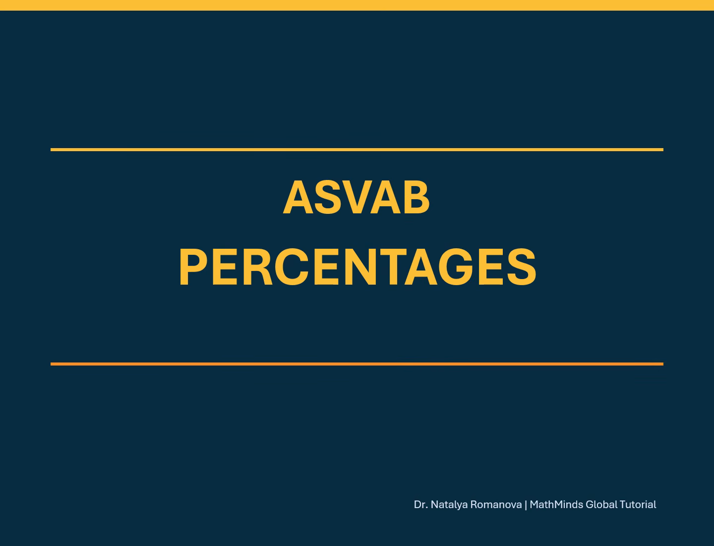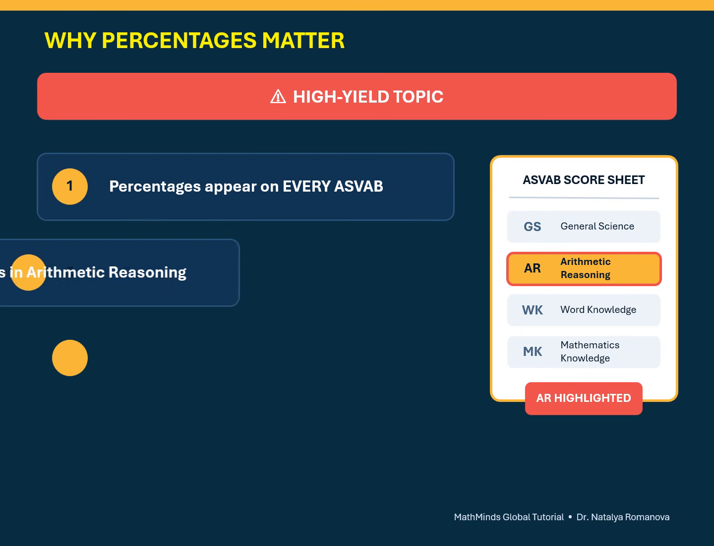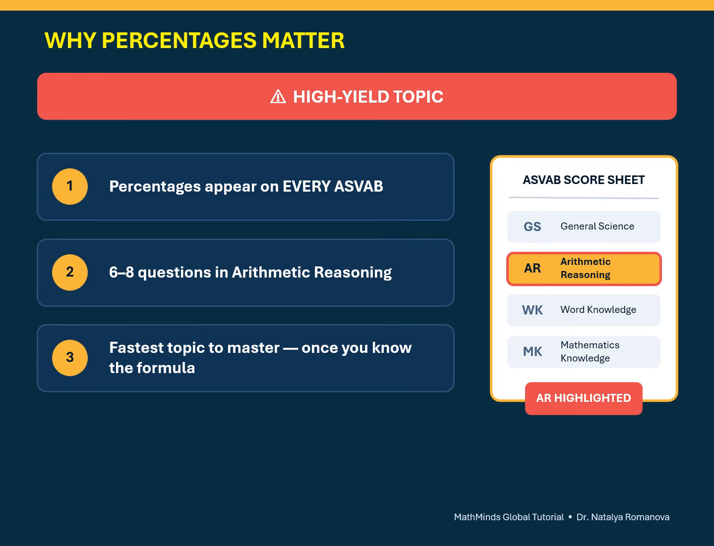Hello everyone! If you don't understand how to solve percentage problems on the ASVAB arithmetic reasoning section, finding discounts, calculating taxes, or working with percent change, this video is for you. Percentages are not optional on the ASVAB. They appear on every single exam, typically 6 to 8 questions in the arithmetic reasoning section alone. The good news: once you learn the underlying formula, every percentage problem collapses into the same simple pattern.